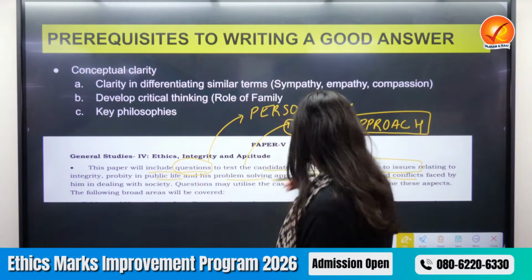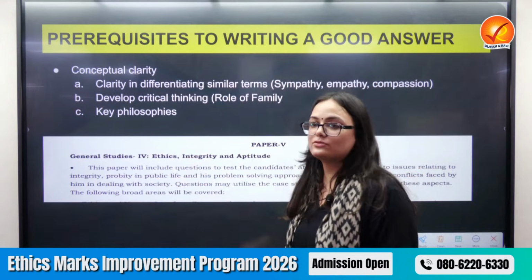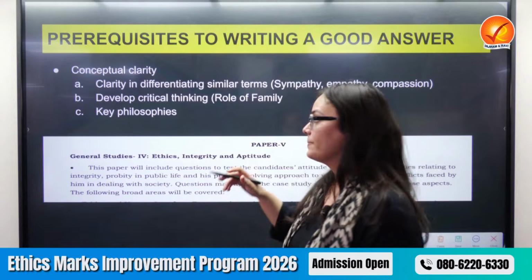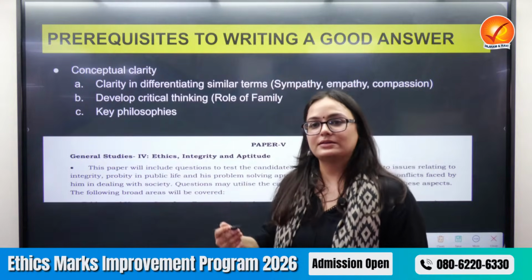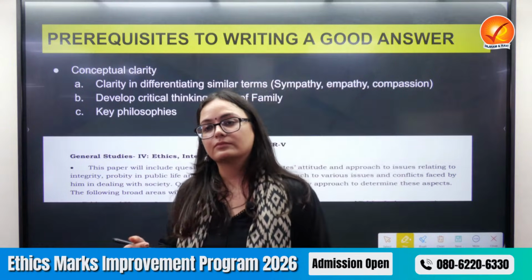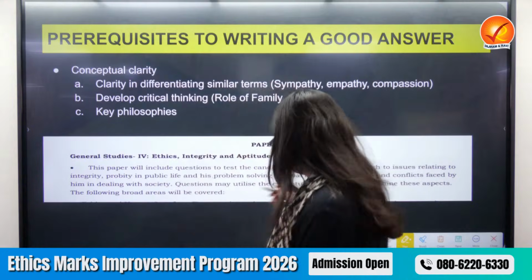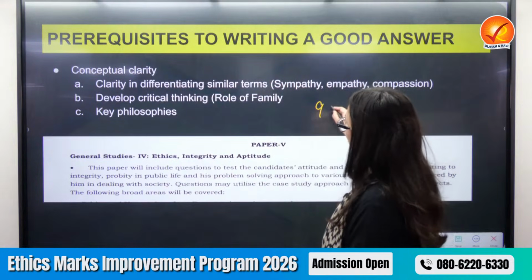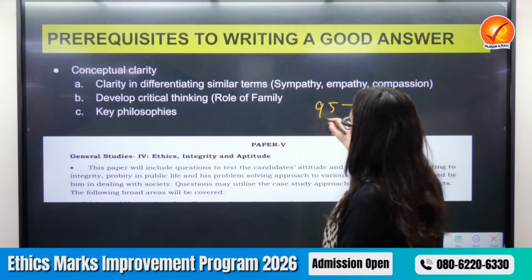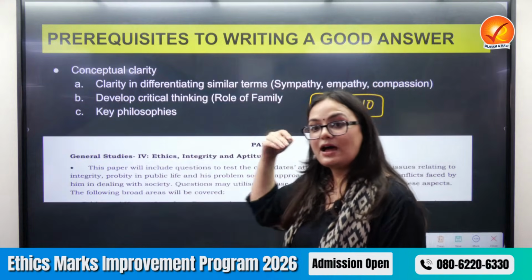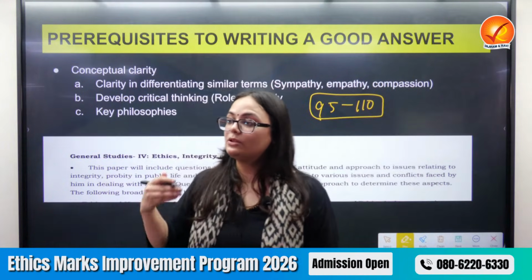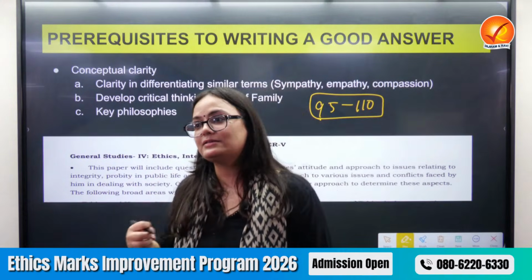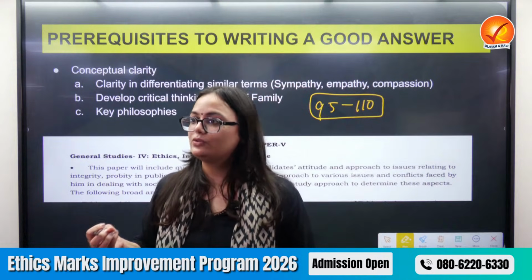Now, if you see, and has anybody written mains so far here? Okay. What was your score in ethics, if I can ask? Yes. Now, the reason that why we are stuck in that range of 95 to 110 in ethics is largely because we are not able to showcase our personalized understanding of ethics to the examiner.